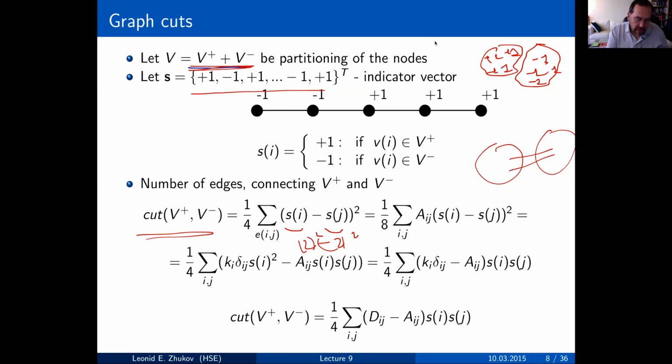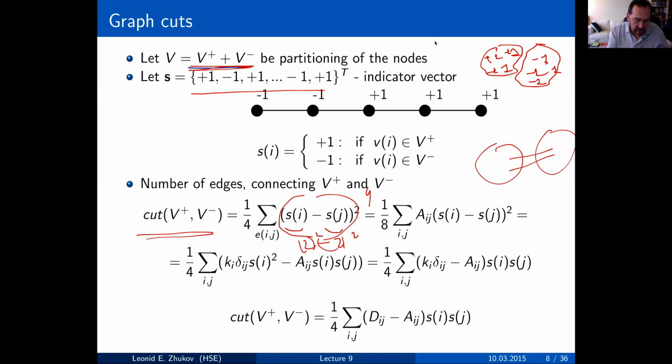So in this sum, if nodes belong to the same partition, the value of the sum is 0. The contribution for those pairs of nodes is 0. If they belong to different partitions, the contribution is equal to 4. All right? Can you see that?